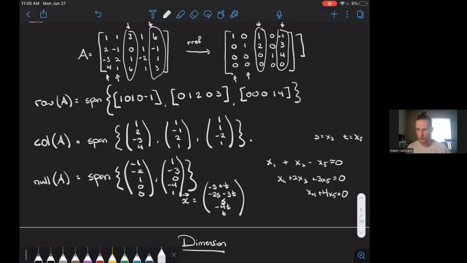Any linear combination of these two vectors will give you a vector inside the null space, right?